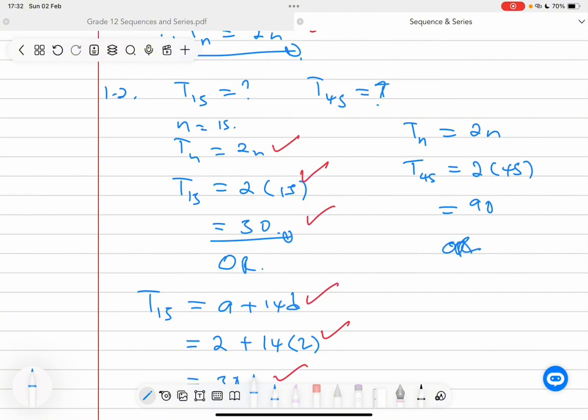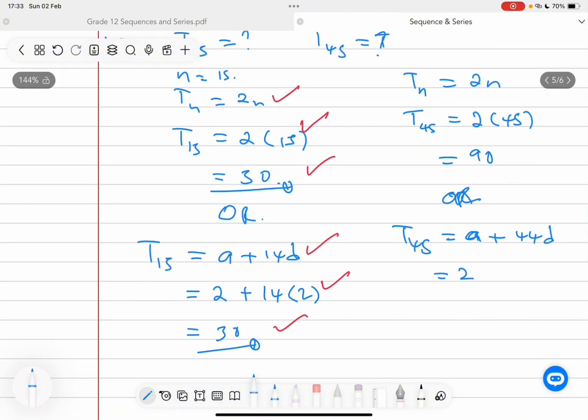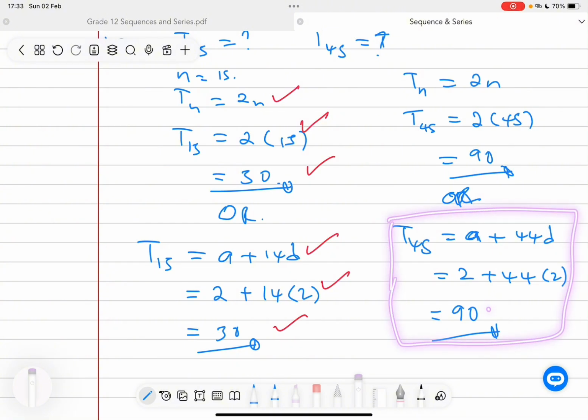Or you can still use the same method to say T45 will always in an arithmetic sequence be given by a plus 44 times d. So now the first term is a, and 44 times 2, which was our common difference. If I multiply 44 and 2, I should get 88. 88 plus 2, that should be 90. And again, both these two methods give me the same answer. Very important to be familiar with this method. Sometimes it becomes useful in some of the exam questions that you will come across.